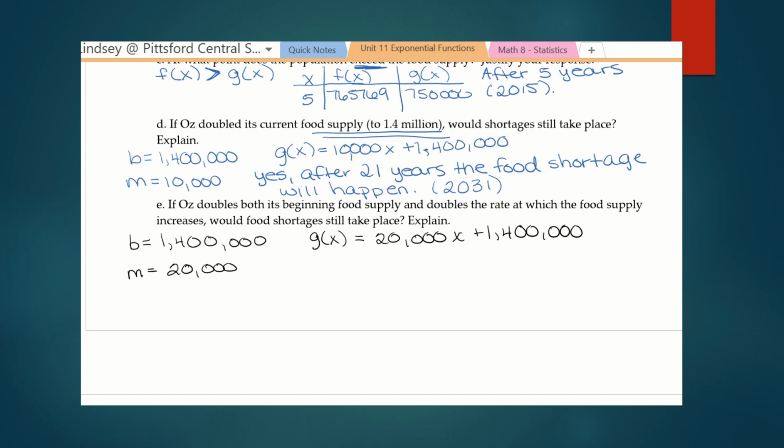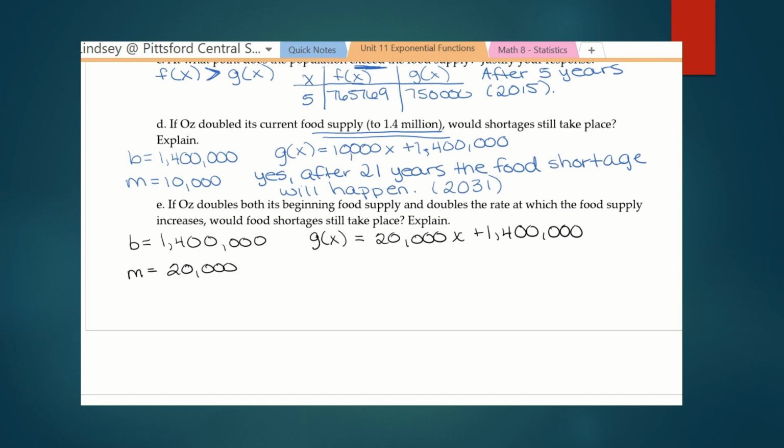So once again, let's go back to our calculator. I'm going to take that g of x function. I'm going to adjust it one last time. Now I'm going to put 20,000x plus 1.4 million. And I'm going to look at my tables once again, and I'm going to see, is there a point when my population is greater than the food supply? Because remember, if the population gets greater than the food supply, Oz is going to have a bit of a problem.